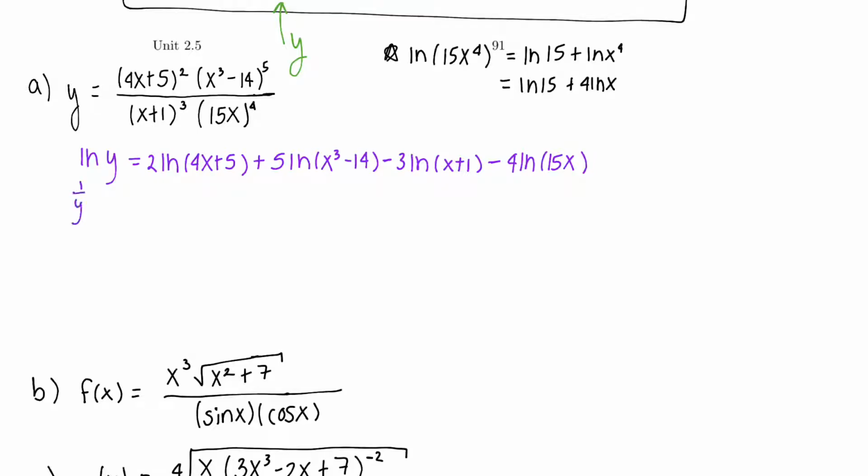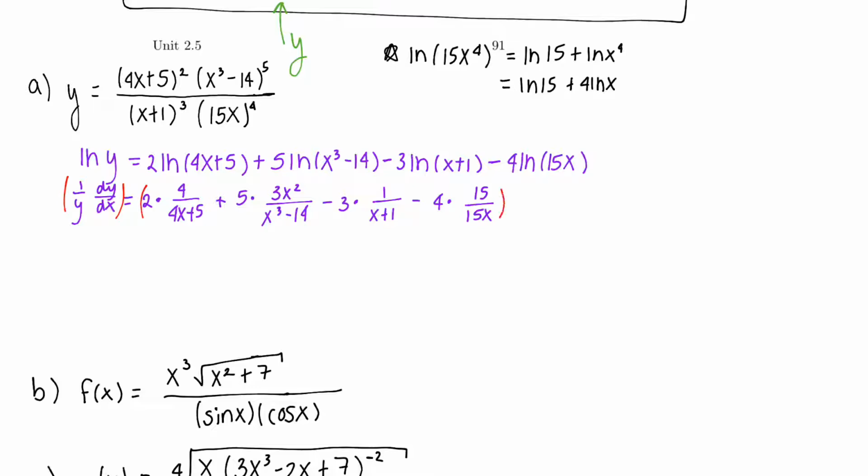Taking the derivative, we have 1 over y dy dx equals 2 times derivative of 4x plus 5 is 4 over 4x plus 5, plus 5 times the derivative of x cubed minus 14 is 3x squared all over x cubed minus 14, minus 3 times derivative of x plus 1 is 1 all over x plus 1, minus 4 times the derivative of 15x is 15 all over 15x. Multiplying by y on both sides, remembering y is this guy right up here.